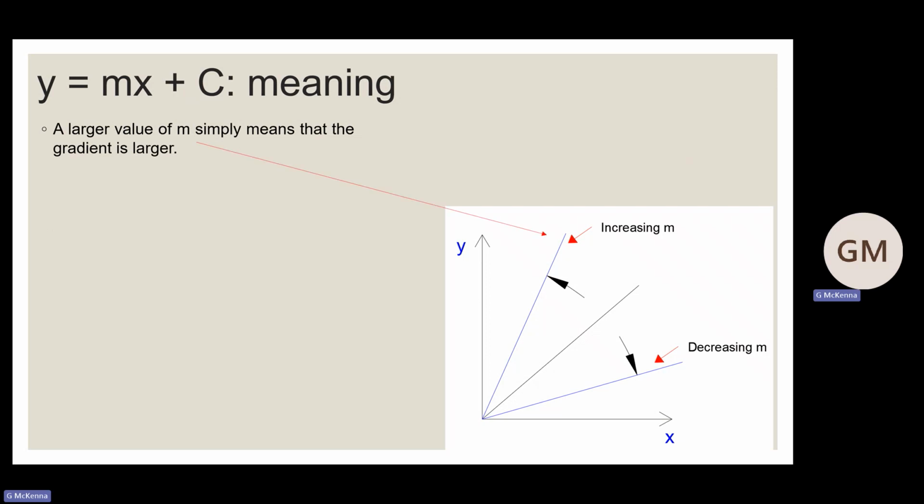Now, a larger value of m quite simply means that the gradient is larger or steeper, which you can see in this diagram here. So if you've got an increasing gradient, the line then turns counterclockwise as we view it and becomes much steeper. Conversely, if we've got a smaller value of m, that means that the gradient is getting smaller and the gradient is therefore becoming less steep, it's decreasing, which you can see in this illustration here. Again, you might want to pause the screen, copy down these notes.